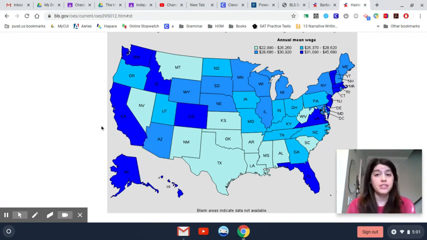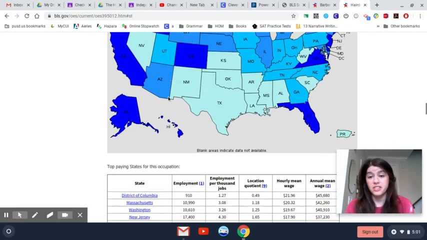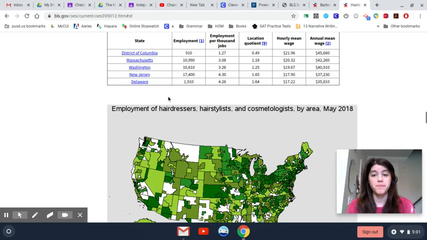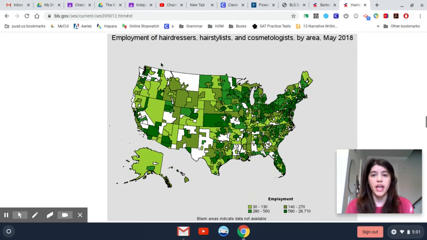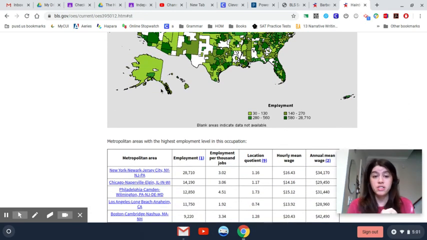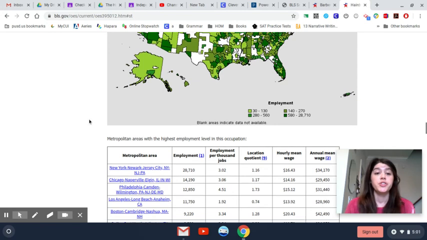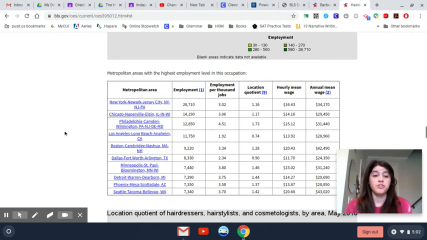So while California is in that blue with $31,000 to $45,000, in retrospect to what the cost of living is in California, that's not very much. So those are the things that you guys need to consider with your research paper. As you continue to scroll down, you'll see the employment areas broken down by the districts and their metropolitan area. So this is the metro city area with the highest employment level. So as you can see, LA obviously makes that top 10 list here.